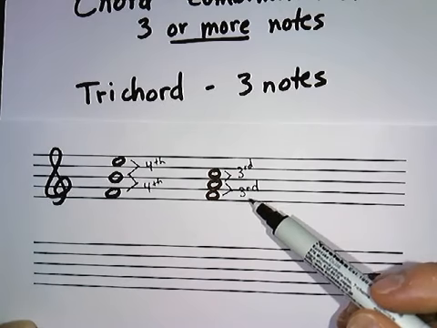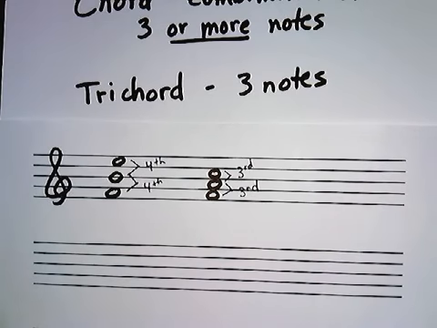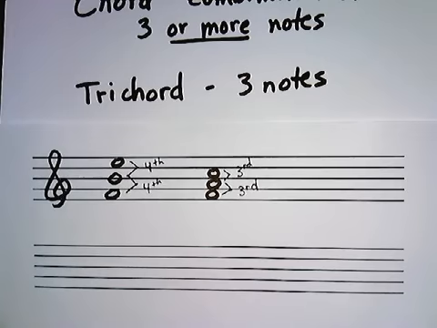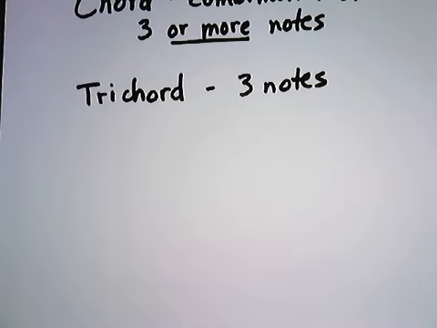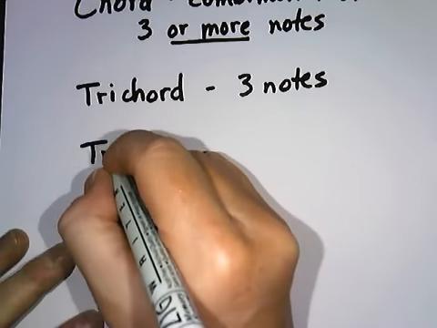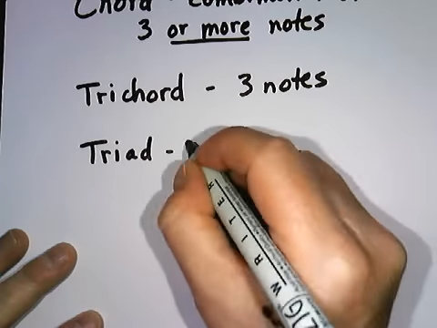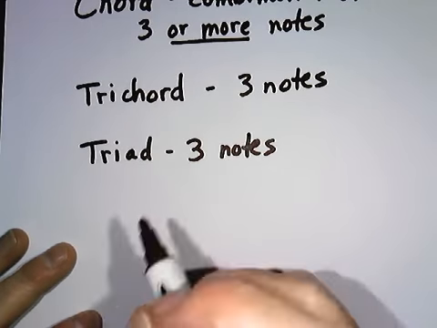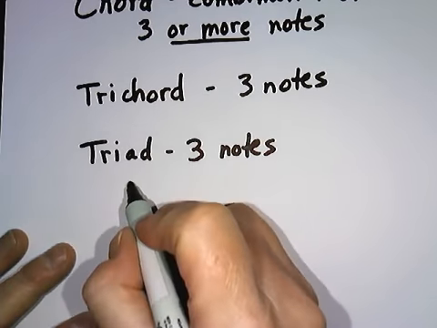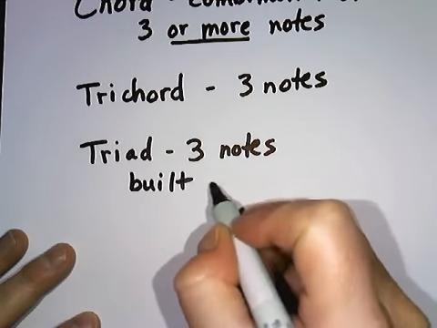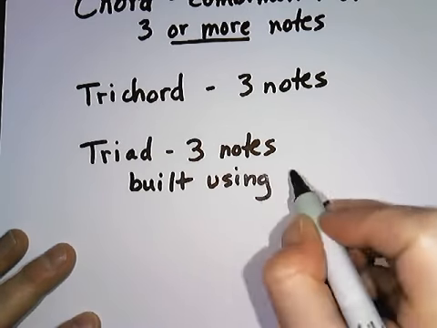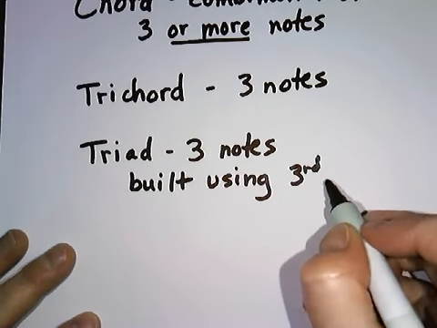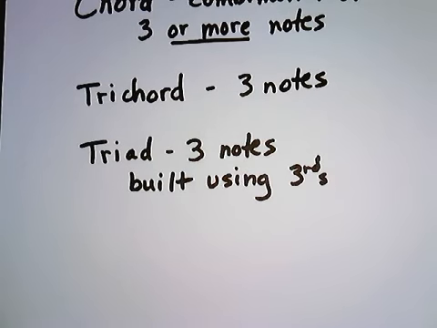So we have a special name when we have trichords, specifically three notes, that are built using intervals of thirds. So let's put that on our list. We're going to go to the word triad. So we're going to say three notes, but they must be built using thirds. So this actually combines our study of intervals with our definition of chords. So we have to know what thirds are in order to understand what triads are.